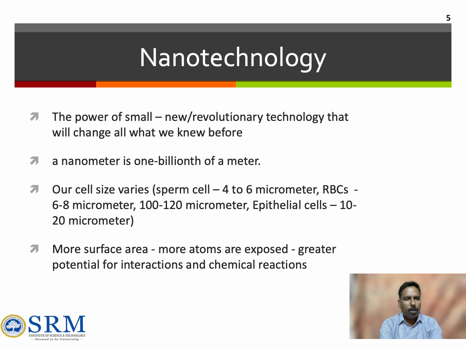Nanotechnology, the power of small. This is a new and revolutionary technology that will change all that we knew before. A nanometer is 1 billionth of a meter. Our cell size varies. Sperm cells are 4 to 6 micrometers, then RBC 6 to 8 micrometers. The largest human cell, the ovum, is 100 to 120 micrometers. The epithelial cells range from 20 to 100 micrometers in scale.